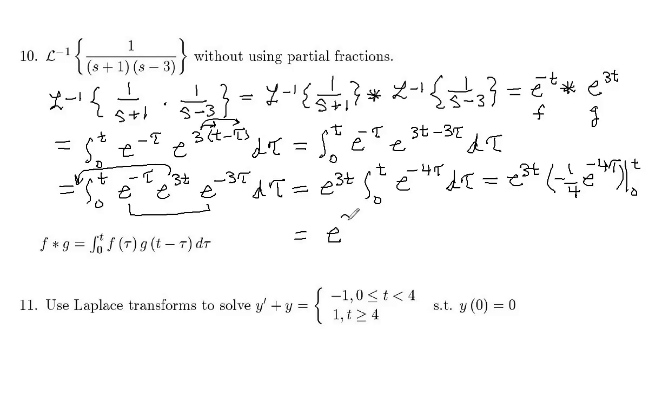So we got our e to the 3t out in front, and we're going to plug in t, plug in 0, and subtract. So this will be negative 1/4 e to the negative 4t, minus negative 1/4 e to the 0, so just minus negative 1/4, and that double negative is going to make a positive. And we've got it. So everything is in terms of t. It's not simplified, we could simplify it a little bit more, but it's done.